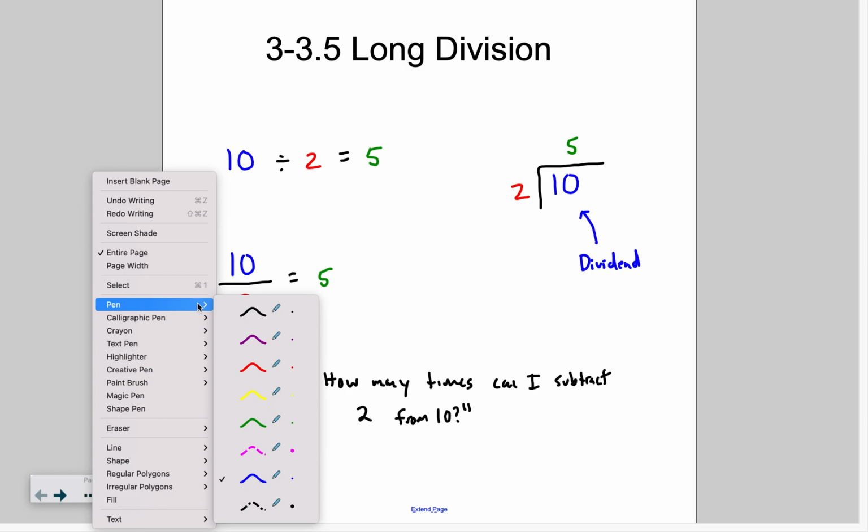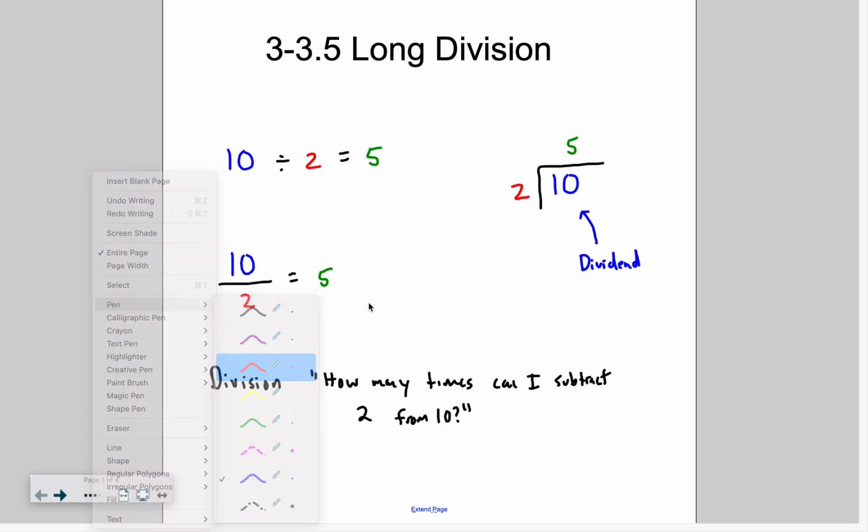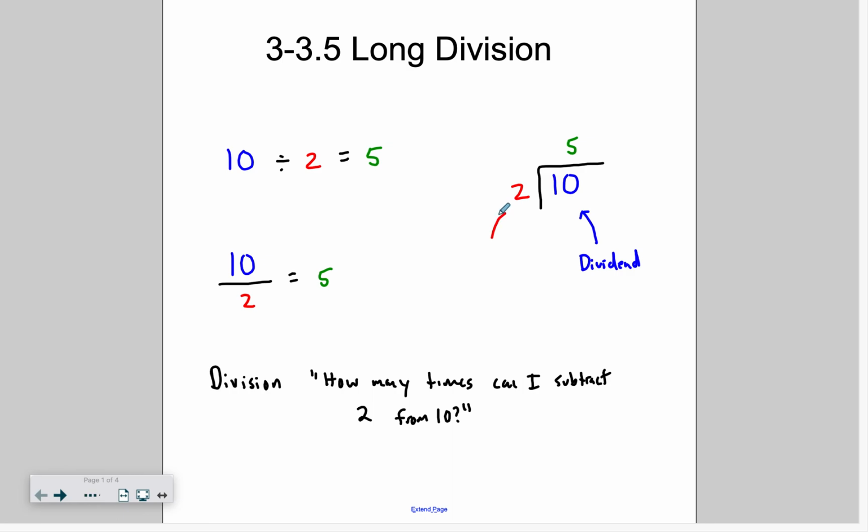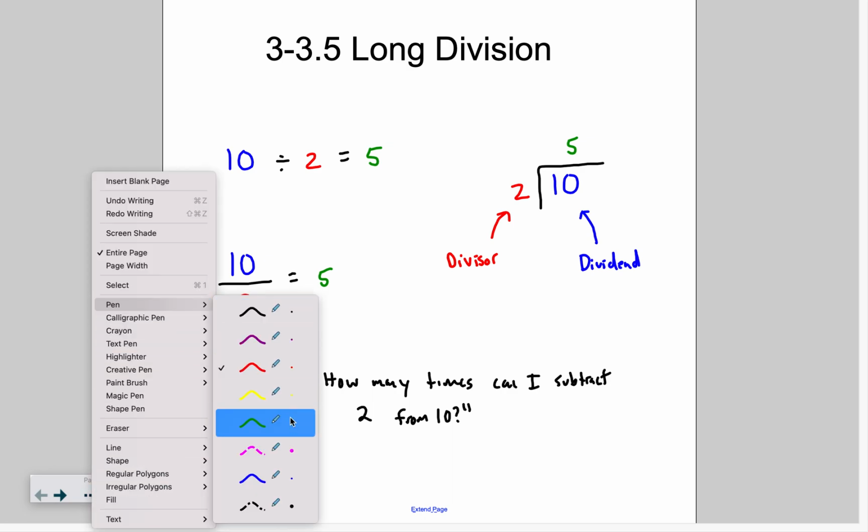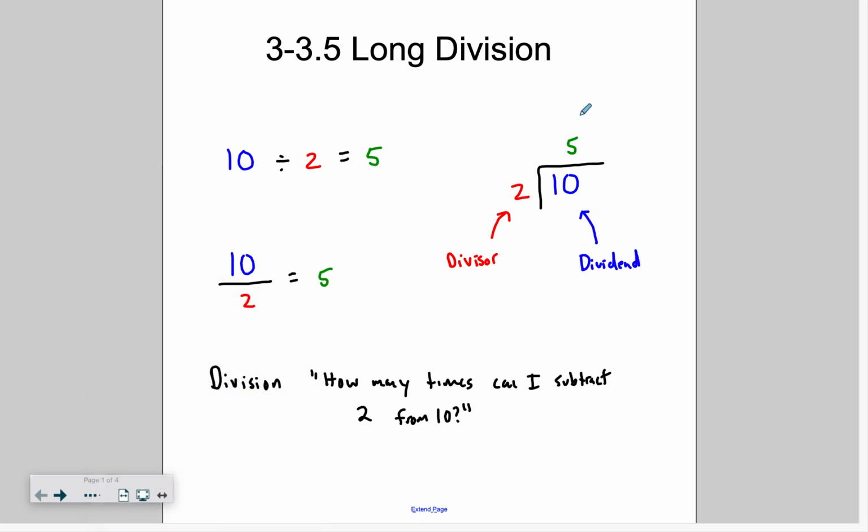The dividend, okay. All right, and then over here we have our divisor, the thing that is dividing. We are dividing by 2. How many times can I subtract 2 from 10? And then lastly, we have our answer, which is 5. This is our quotient.